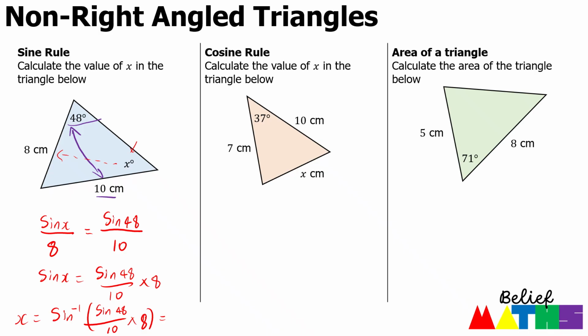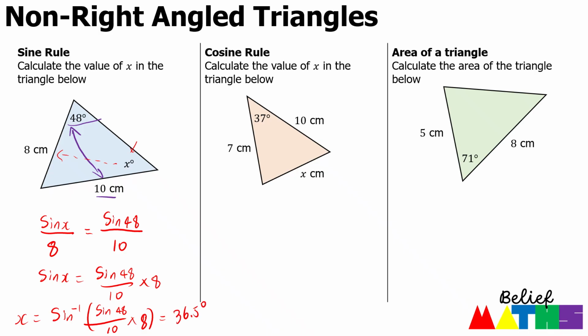So sine inverse of sine of 48 over 10 times 8. And again, be very careful here with your brackets. This is another place you might make a syntax error. But this gives us an answer of 36.5 degrees.